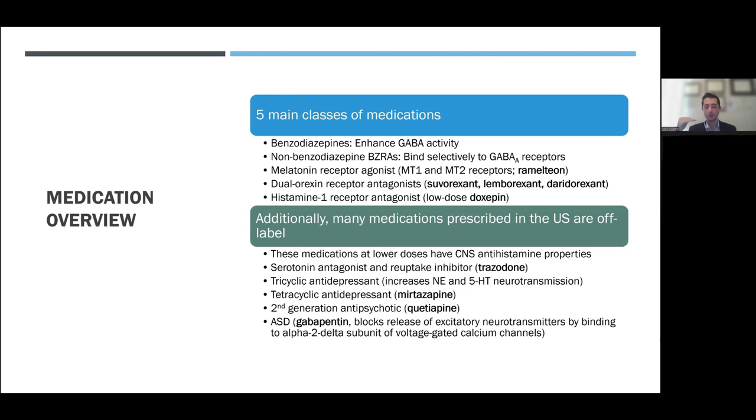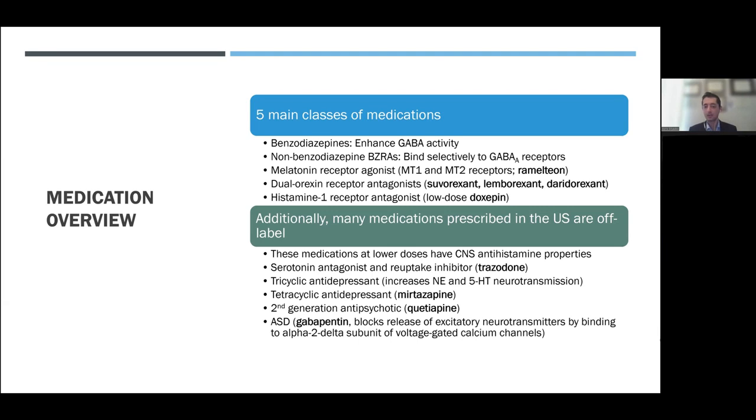So at lower doses, the vast majority of these, trazodone, mirtazapine, amitriptyline, and even quetiapine, act back on the histamine receptors, just like doxepin, which itself is a tricyclic antidepressant at higher doses that treats depression and mood disorder. So at lower doses, they all act on the histamine pathway at the central nervous system. And that's what makes them effective for inducing and maintaining sleep.